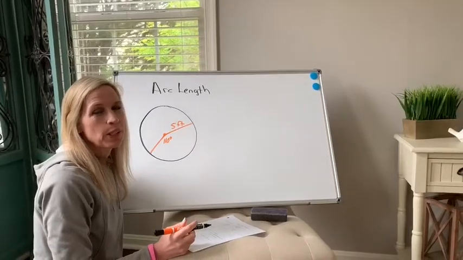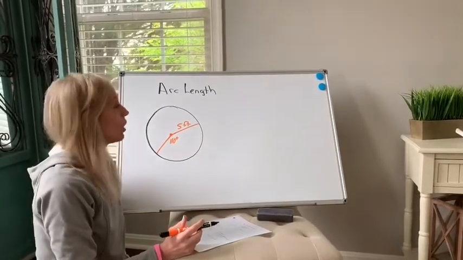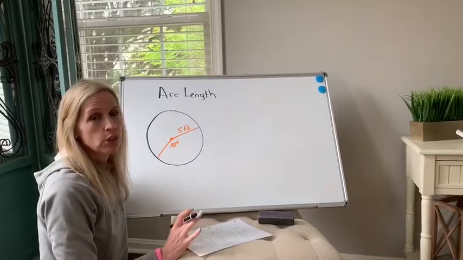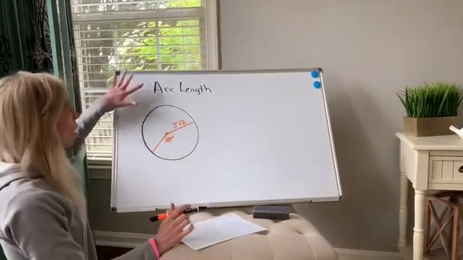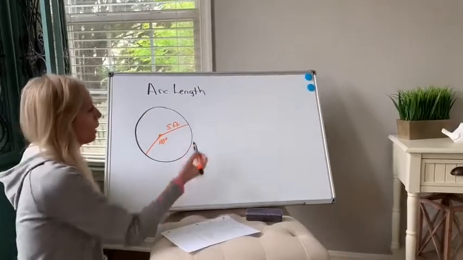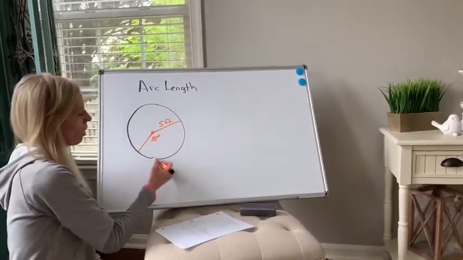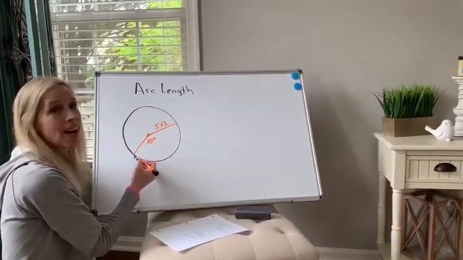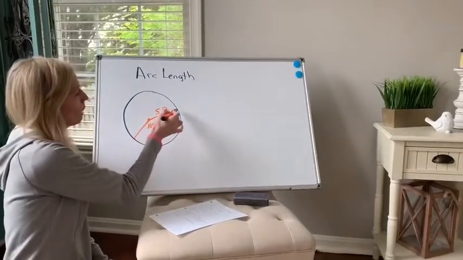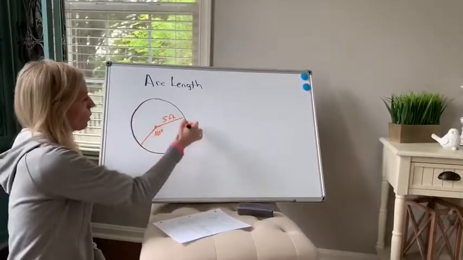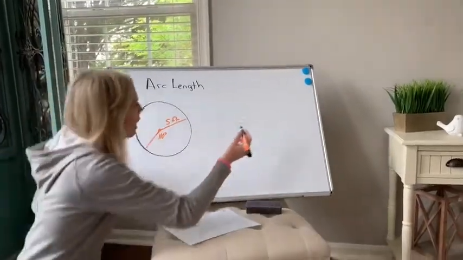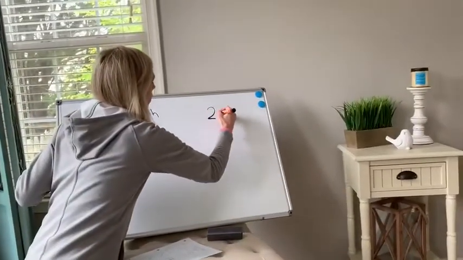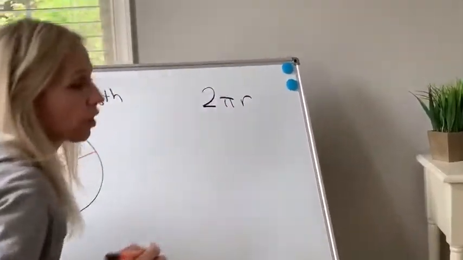Today we're going to be looking at arc length. This is very similar to finding the area of the sector of a circle. If we're talking about arc length, what we're talking about is a distance on the outside of the circle. If we go all the way around the circle, that distance is our circumference, and the formula for that is 2 times pi times r.